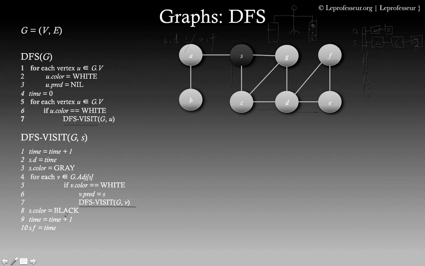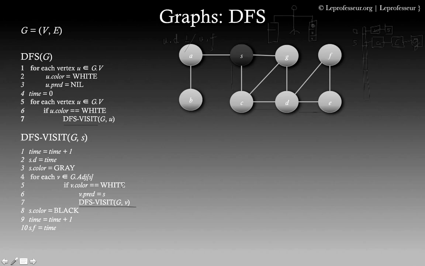And then the rest of the idea: when you visit completely, you make it black and update the time. S dot f is the final time, at which that vertex is blackened, or fully visited.